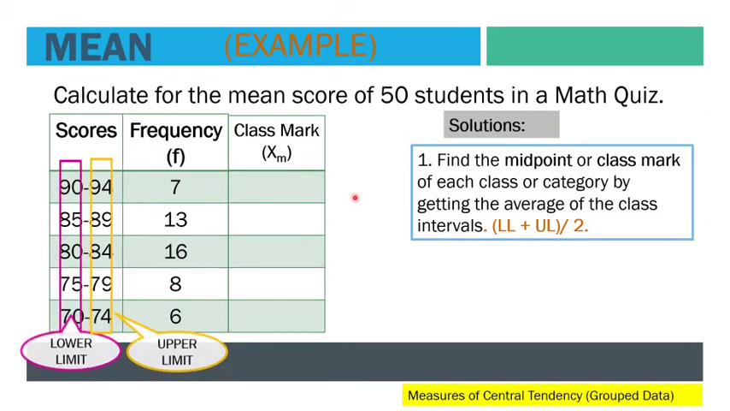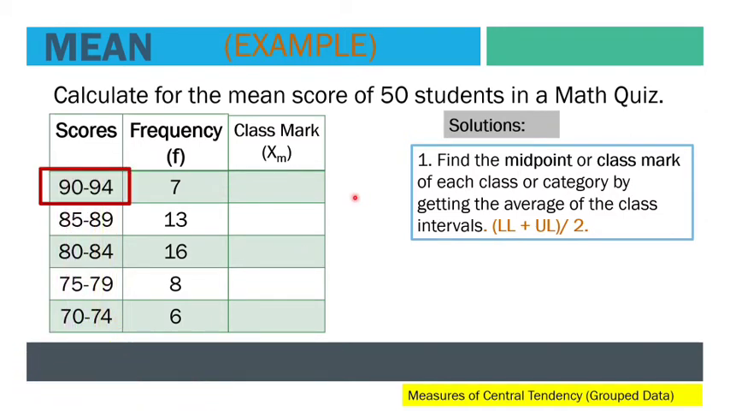Let's start. We have 90 and 94, so we add them: 90 plus 94, and then we divide it by 2. The total would be 184, and when we divide it by 2, we get 92. So we write it on the first row of our third column.